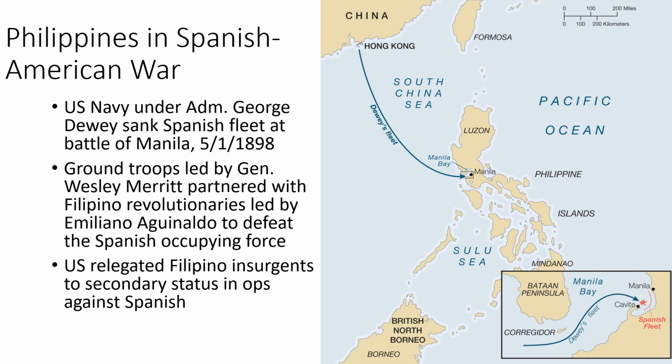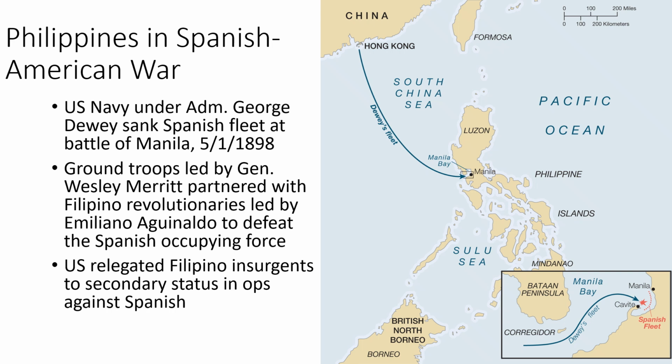There are, by a recent study, over 7,000 islands in the Philippine archipelago. And ground troops led by General Wesley Merritt partnered with Filipino revolutionaries led in part by Emilio Aguinaldo. His name will be important later. And they're going to defeat the Spanish occupying force fairly quickly.